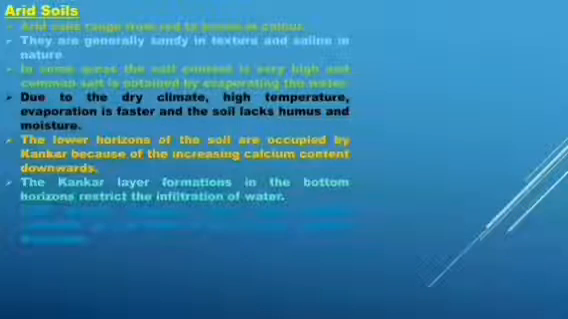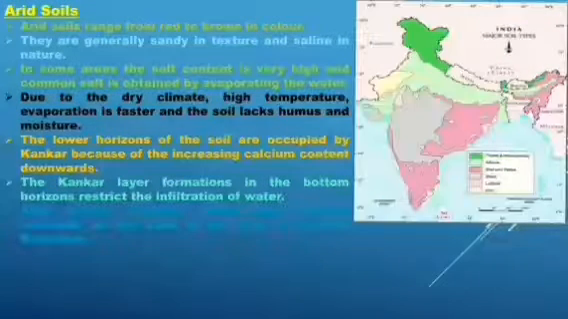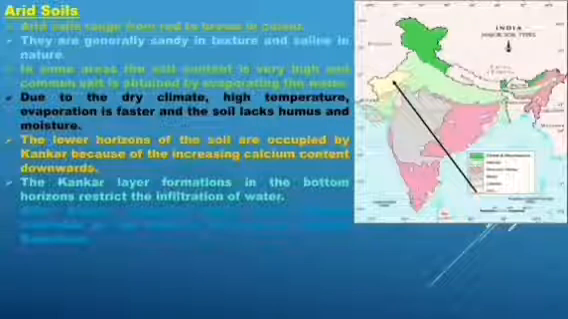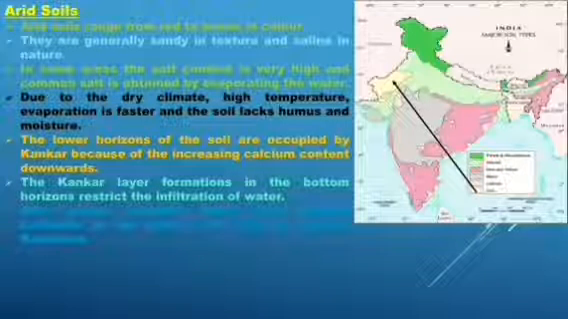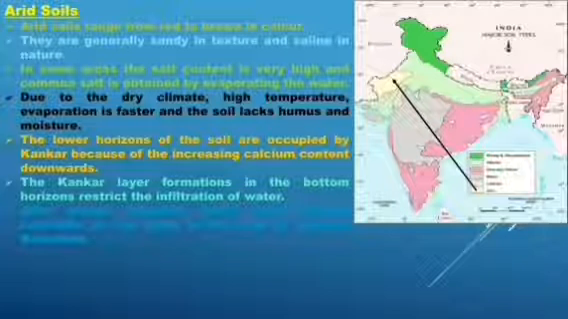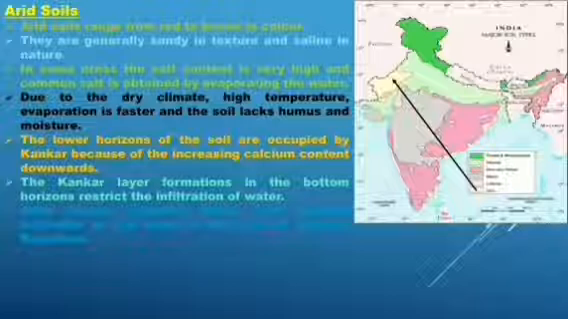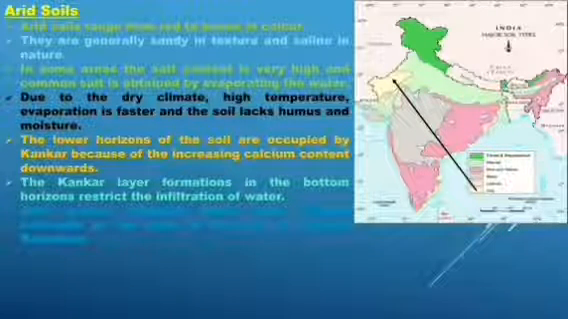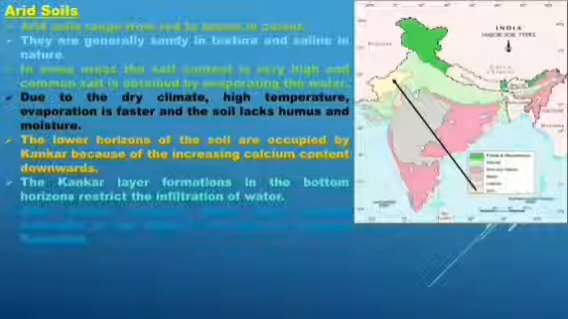Arid soils. Arid soils are also known as desert soils. You can check here. It is mostly parts of Rajasthan and some parts of Punjab and some parts of Gujarat. Arid soil color ranges from red to brown. This arid soil is sandy in texture and saline in nature.